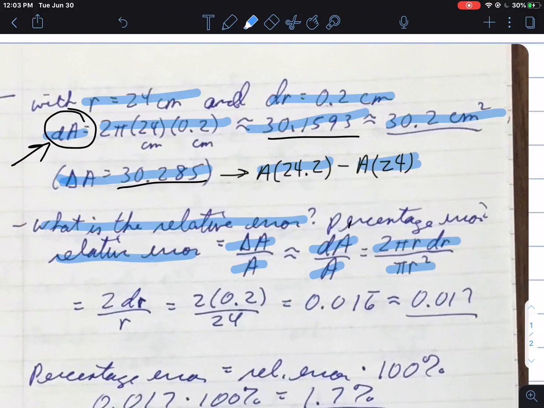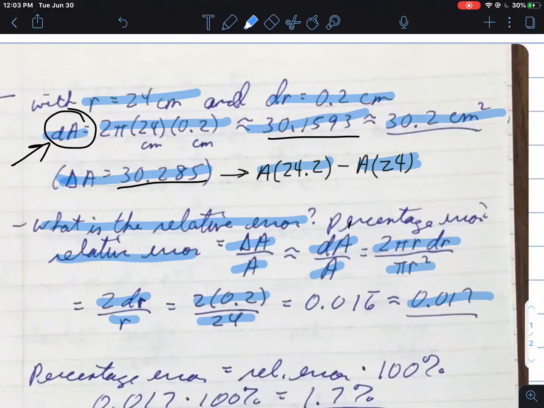And if you simplify that, you can divide out the pi, you can divide out one of the r's, you end up with 2 dr over r. And then we can plug in dr, we can plug in r as given in the problem, and we come up with a relative error of 0.016 repeating, or say approximately 0.017. All right, so that's just using the formulas. It's dA over A. I take the formula for dA, divide by the formula for A, simplify, plug in my values.